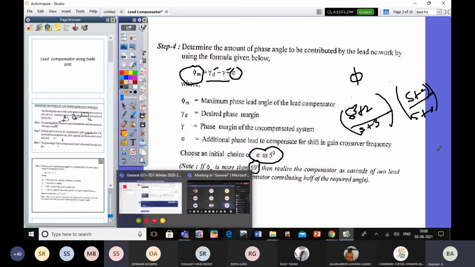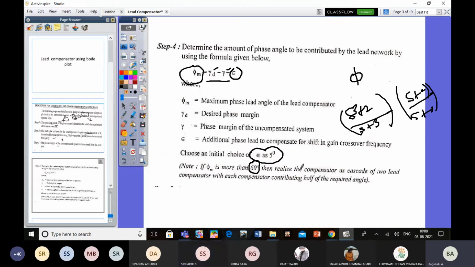Yes, sir. Okay, if the phi m value exceeds 60 degrees, then you consider phi m by 2 and proceed for the entire calculation. After determining the compensator transfer function, you take the square of that transfer function. Then it contributes the 60 degrees, or more than 60 degrees, whatever it may be. If it is less than 60 degrees, no need to worry about that.